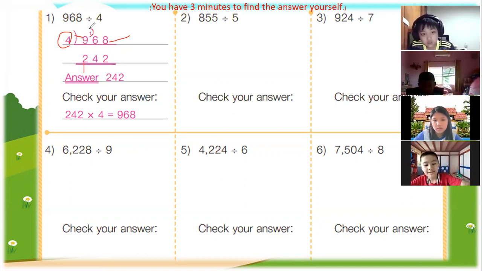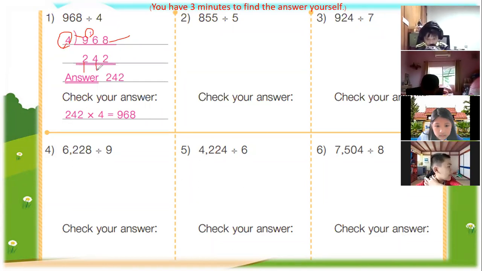So 1 will carry over to the 10th place. We already have 6 tens, and another 10 tens, so in total we now have 16 tens at the 10th place. Again we use the 4 table. 4 multiplied by 4 is equal to 16. So 16 minus 16 is equal to 0.